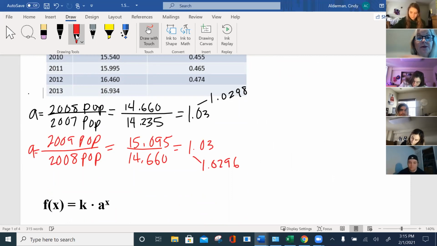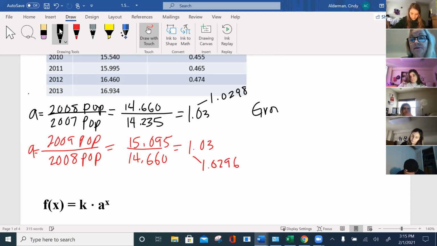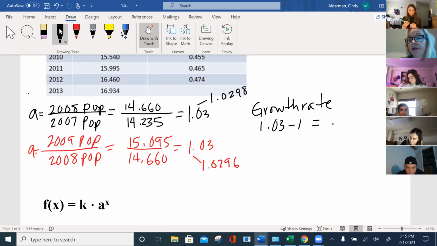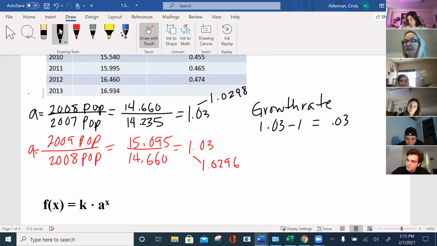So in order to find the growth rate, since we know that this is an increasing function, you're going to take 1.03 and subtract 1. So you just get 0.03, which makes sense, right? Because 1.03 as a percentage is 103%. So doesn't it make sense that it grew by 3%?